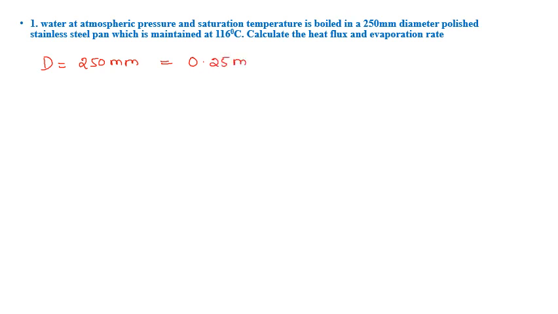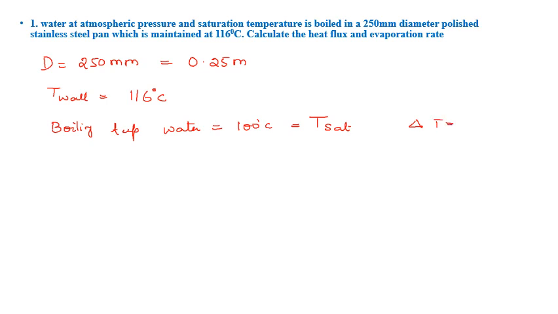Then the wall temperature is given as 116 degree centigrade. Since the boiling temperature has been told, the boiling temperature of water is 100 degree centigrade, and that has been considered as the T sat temperature. Delta T, the difference in temperature, is 116 minus 100, that is 16 degree centigrade.